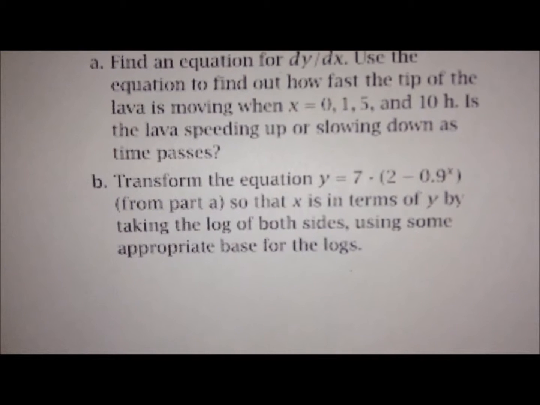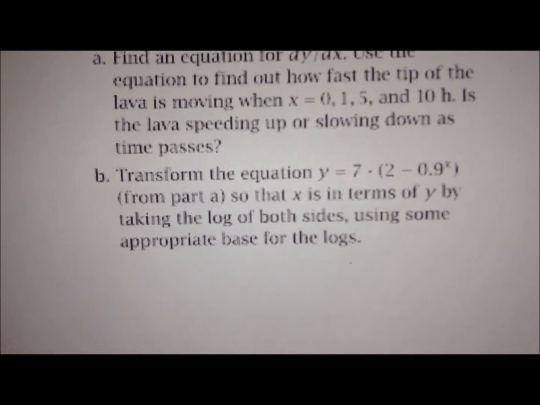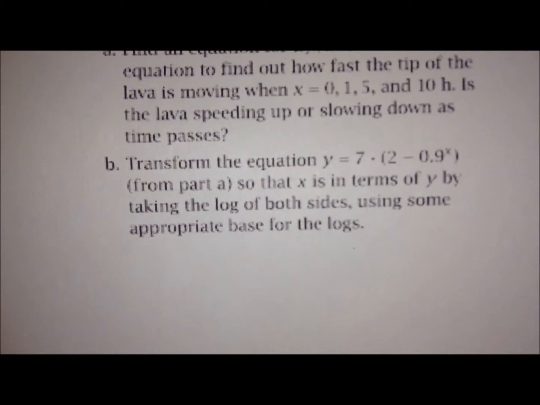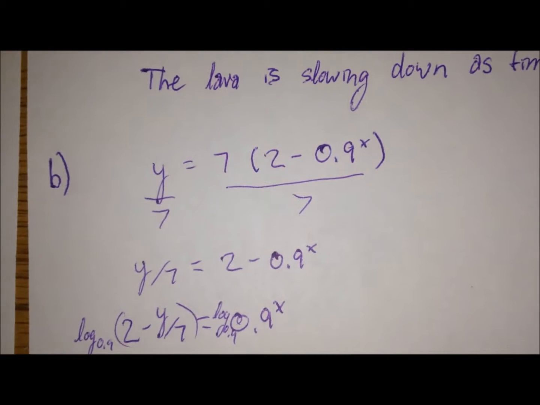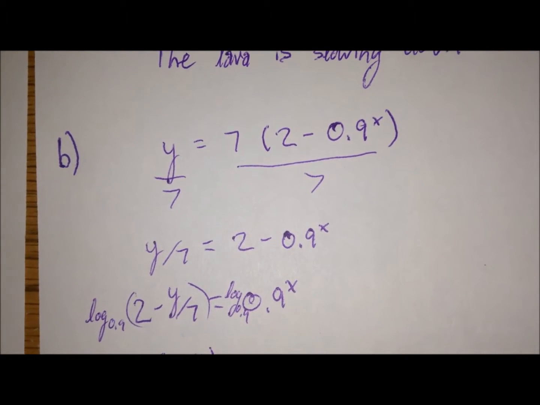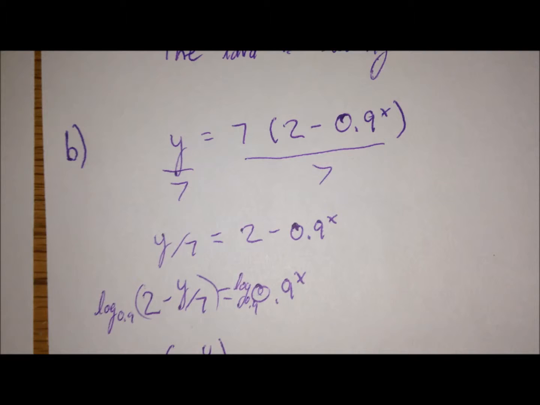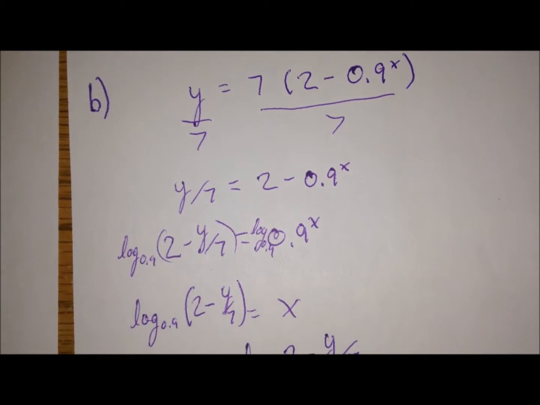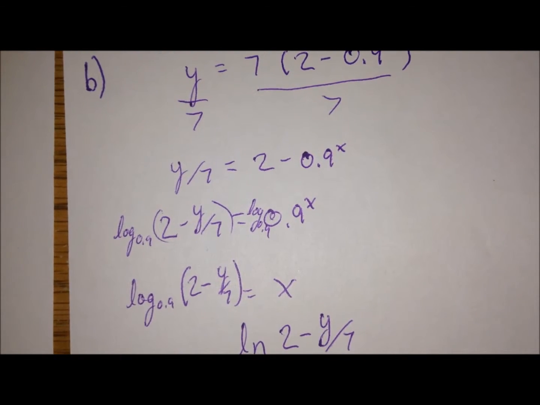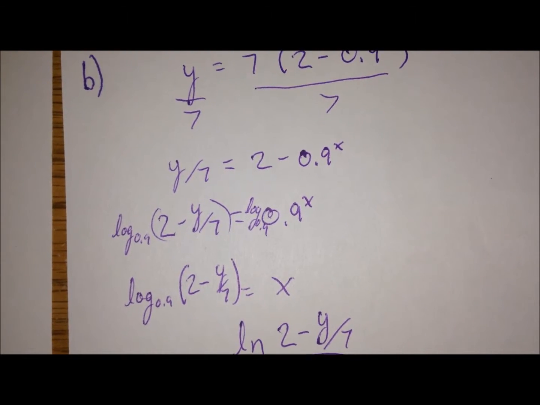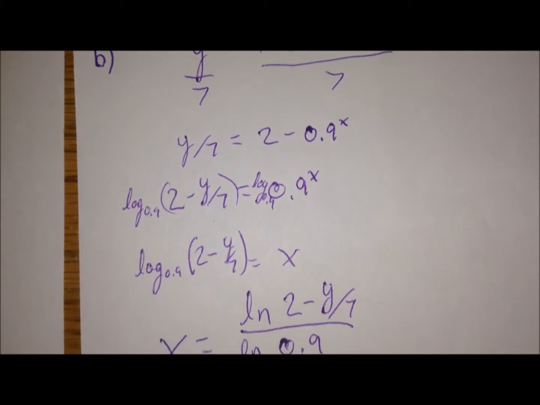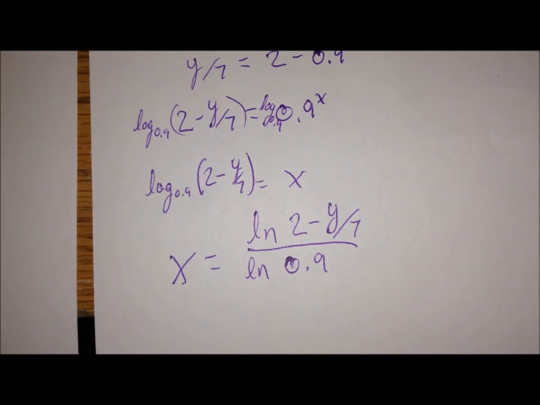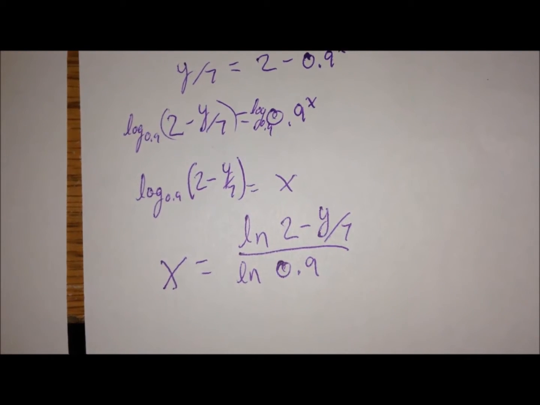Part B asks us to transform the original equation so that x is in terms of y. To do this, we first divided both sides by 7. We then added 2 to both sides and multiplied by negative 1. We then took the log base 0.9 from both sides to get x is equal to log base 0.9 of 2 minus y over 7. We can then use log properties to get x equals the natural log of 2 minus y over 7 all over the natural log of 0.9.